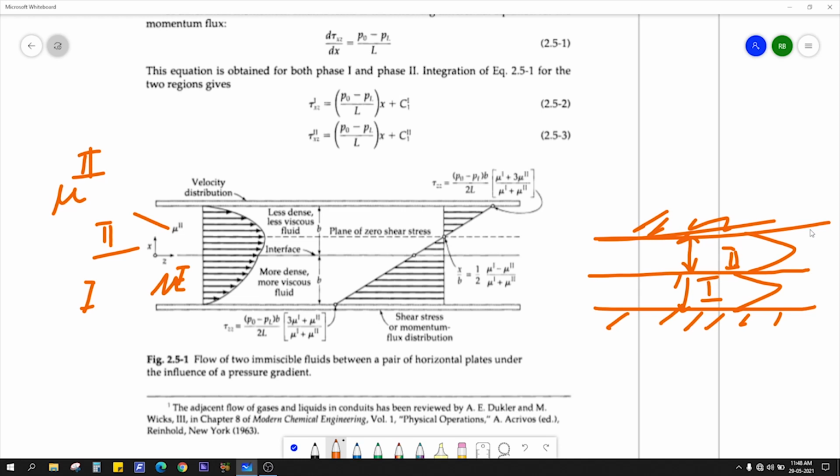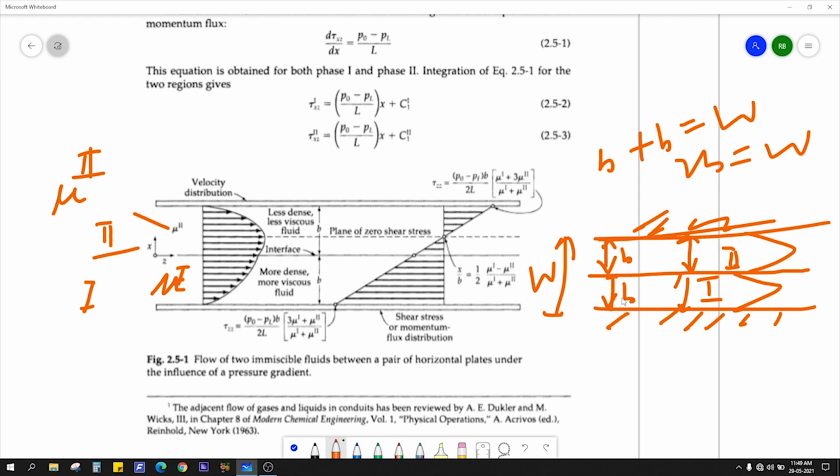This whole thing is the width W, but you can always take B plus B. Let's say B plus B is equal to W, so 2B is equal to W. So this gap is B, and this is B.